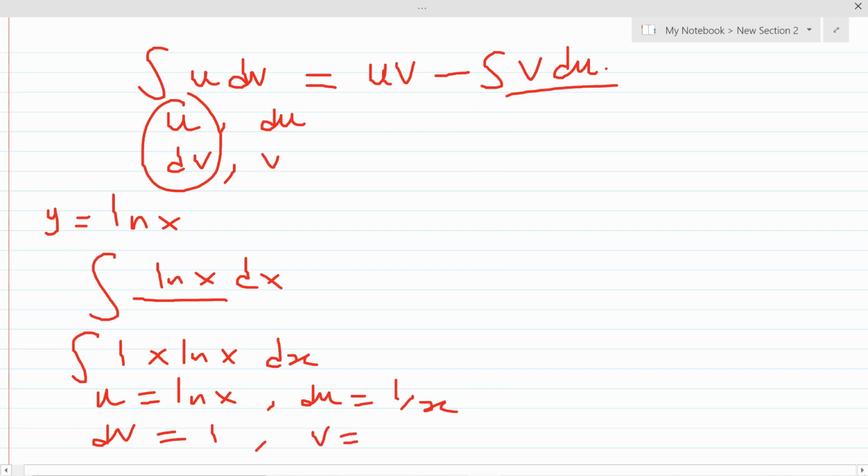Just the integral of 1, with respect to x. Everything that you are doing is with respect to x. So the integral of 1 with respect to x is x. Here we don't add a plus c.